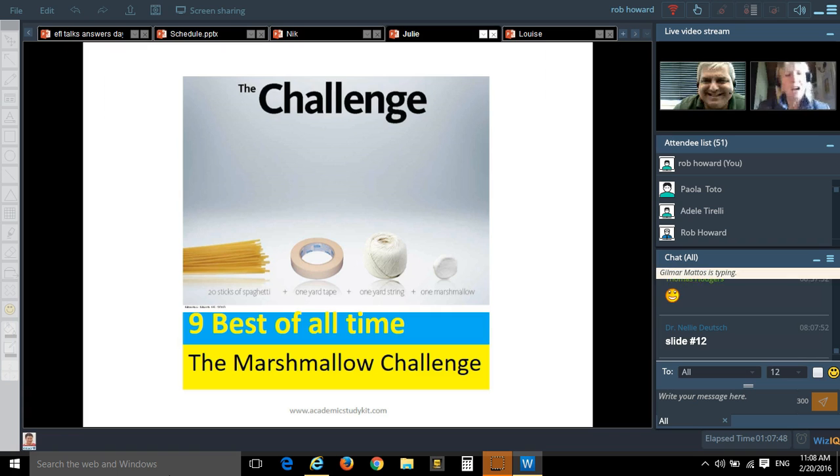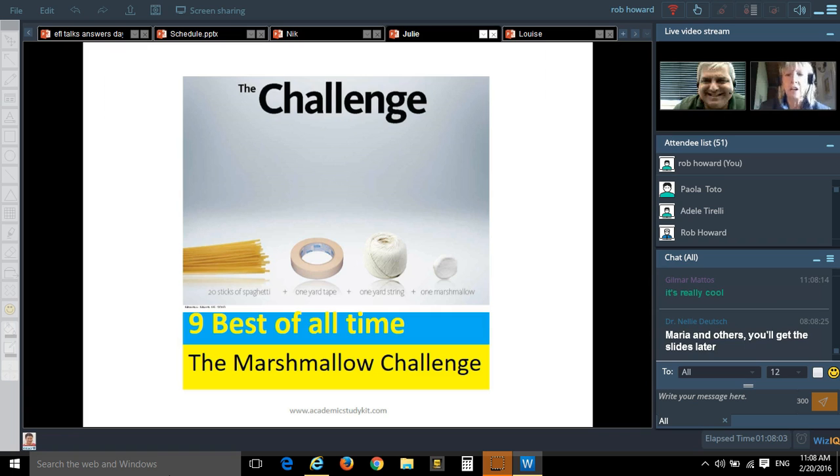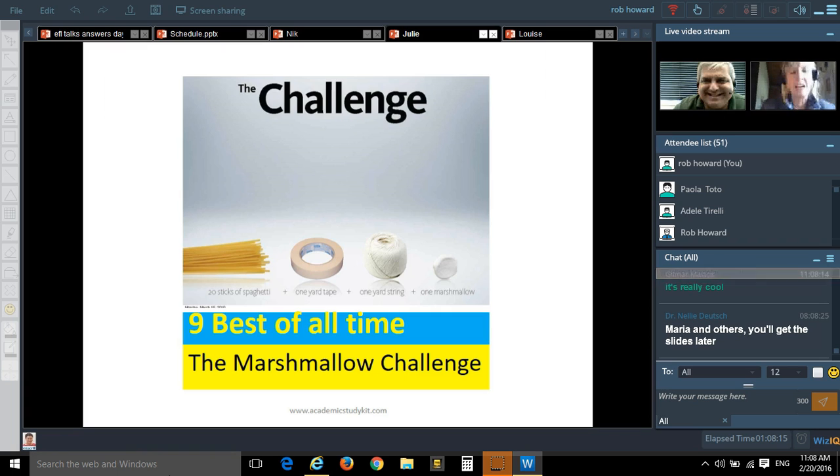And basically, students have some spaghetti, some string, some tape, and they have one marshmallow. And they have a fixed amount of time, I think it's something like 17 minutes. They have to create a structure with these tools. And it's an amazing activity for speaking and listening and collaboration and total engagement.